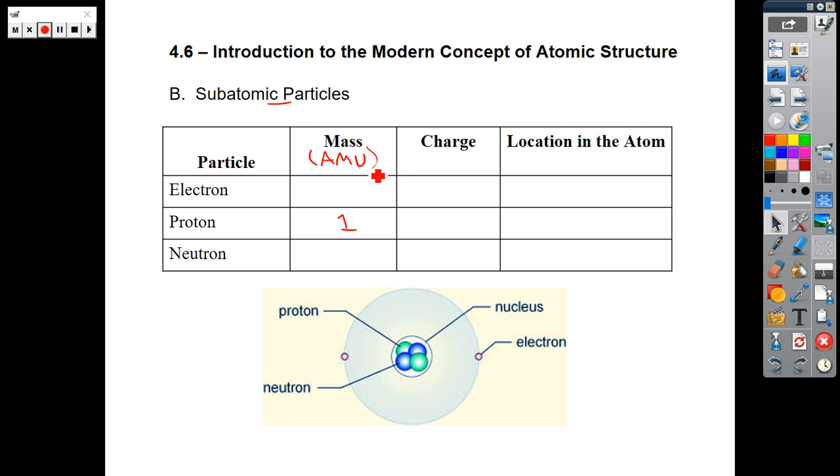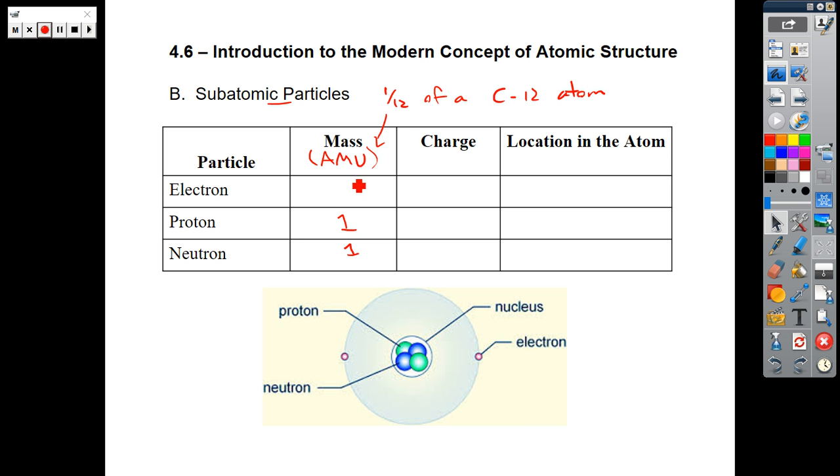And this is a tiny, tiny little unit of measurement, ever so much smaller than a gram or milligram or nanogram. AMUs are very tiny units used to measure individual subatomic particles and individual atoms. The technical definition of an AMU is it's 1/12 of a carbon-12 atom, but that's not really important right now. All right, now neutrons also have a mass of 1 atomic mass unit.